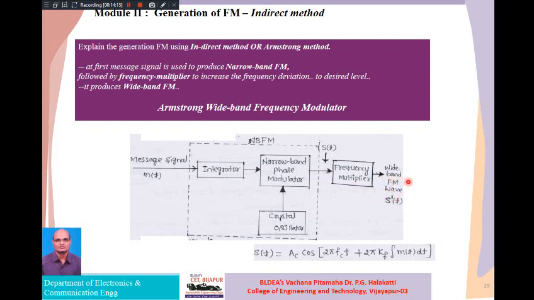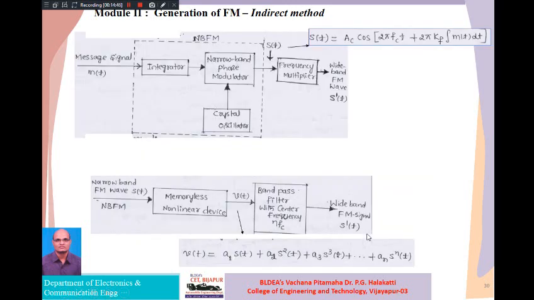That is the simple concept. How are we getting wideband FM? Simply by enlarging the narrowband FM using the frequency multiplier. But for that we need narrowband FM, so at first we need to produce it. That's why this is called the Armstrong method, named after the person who invented it. First we produce NBFM, then we enlarge it with the help of the multiplier. That's all. This is how we get wideband FM. Let us see how it happens.